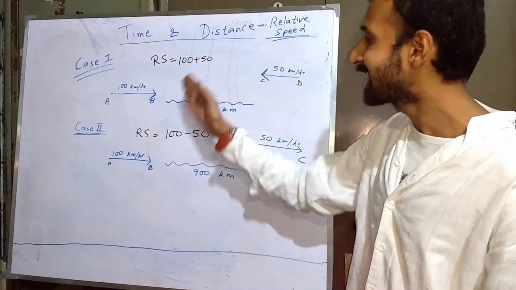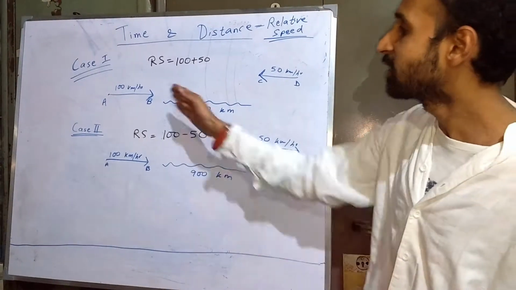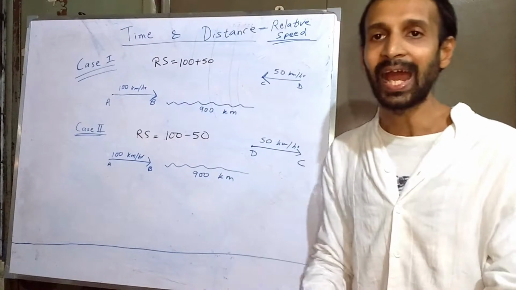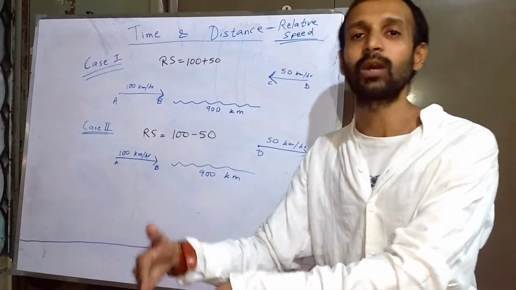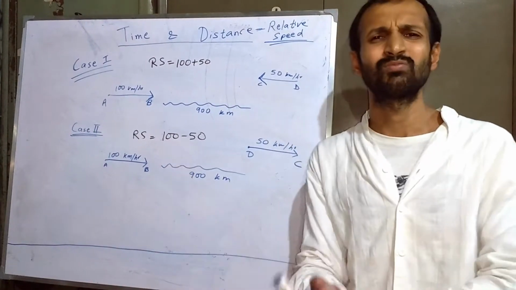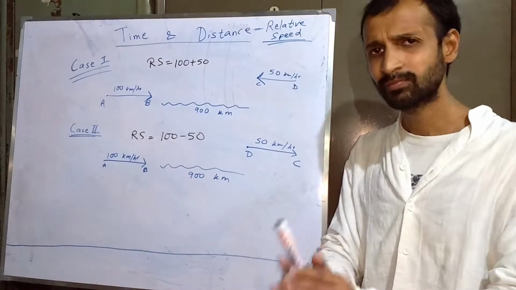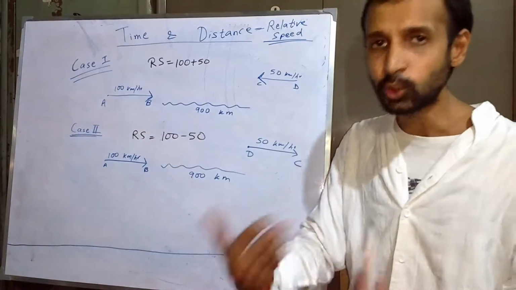So the total time taken is 6 hours, which means if the two trains start off at say 10 a.m., then they will meet exactly 6 hours later, which is at 4 p.m. Alright? Now we move to case 2.